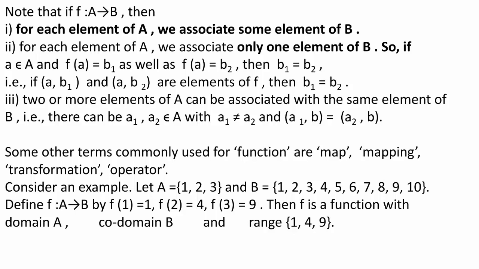Define F from A to B by F of 1 equal to 1, F of 2 equal to 4, F of 3 equal to 9. Then F is a function with domain A, codomain B, and range set {1, 4, 9}.